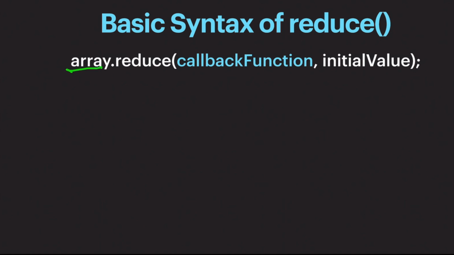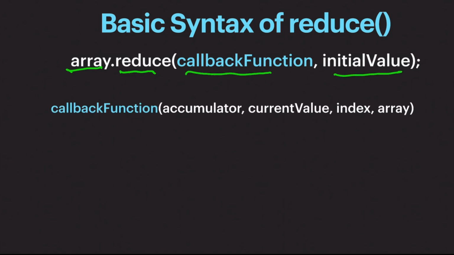This is the basic syntax of reduce. Reduce is also applied on an array but returns a single value. In the basic syntax we write the array and the name of the method, reduce, and we use two parameters. One is the callback function and the other is the initial value. First of all, what is the callback function? The callback function is something we also applied in filter and in map.